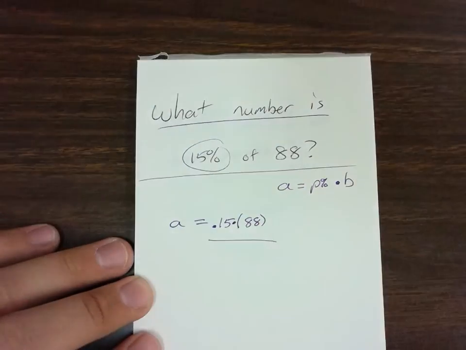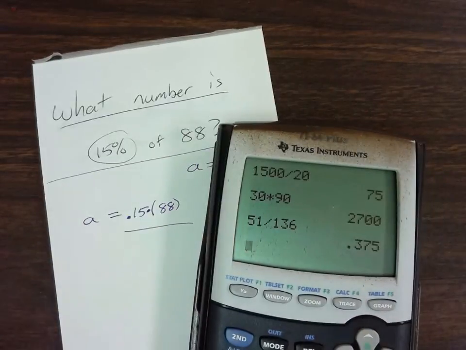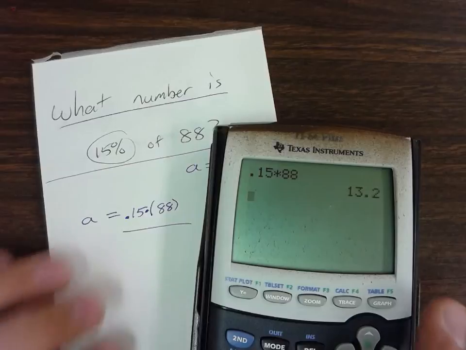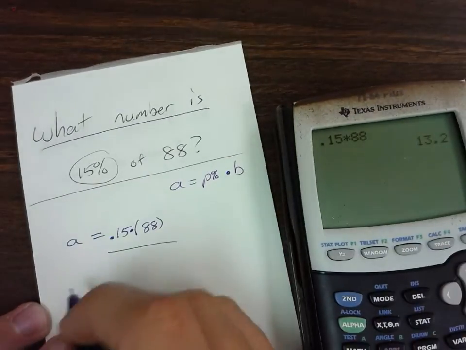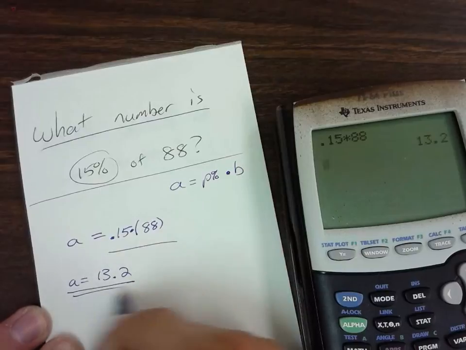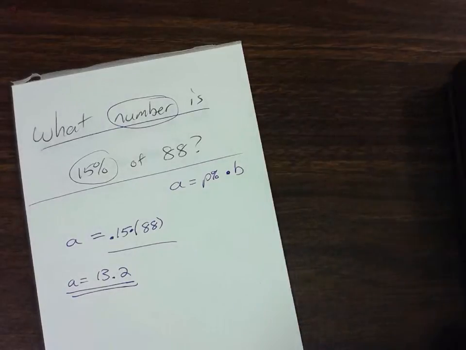So remember, that's multiplication happening in there. So I'm just going to get my calculator out. 0.15 times 88. Just hit enter. 13.2. So A equals 13.2. We were looking for a number, so there's no percent sign on that. And we're done. Depending on which piece you need, you save yourself a couple steps.